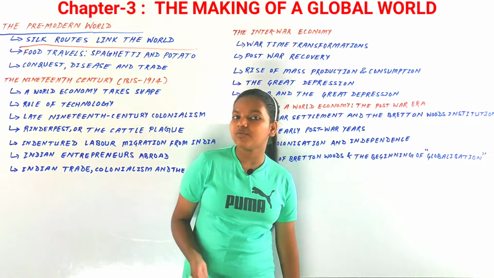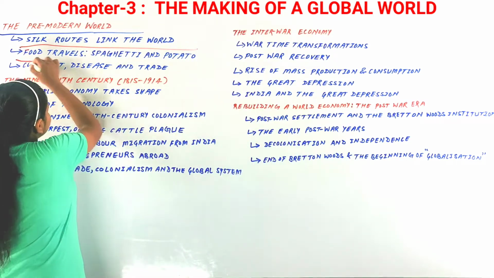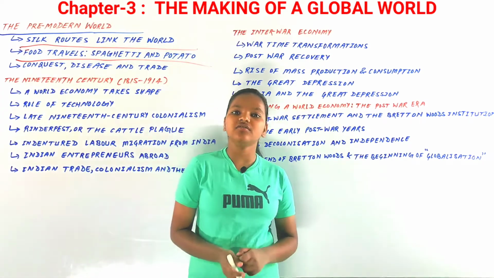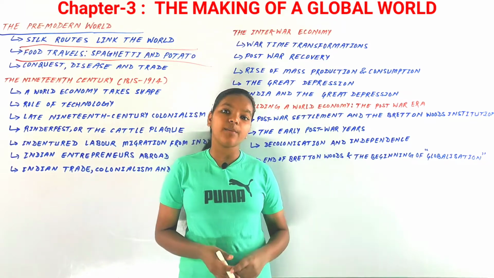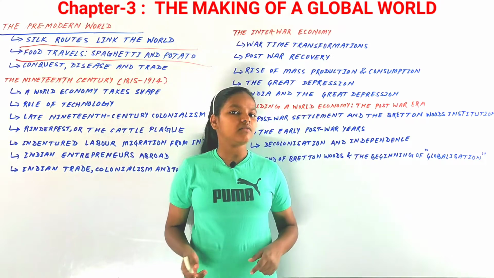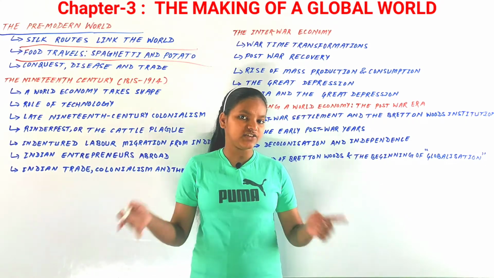Now our next subtopic that we have got is food travels, spaghetti and potato. Now we have discussed the Silk Routes, but there were many other routes that were linking the world together as well. Like for example, the food that we eat today.